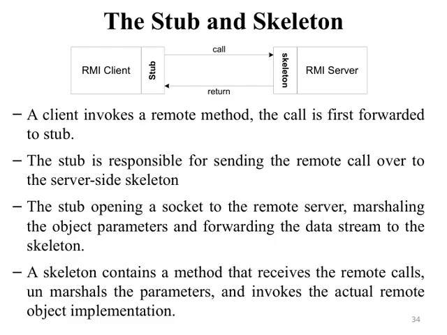On the server side, the skeleton takes over. It contains a method that listens for incoming remote calls. When it receives the data stream, it unmarshals the parameters, essentially deserializes or extracts the data, and then invokes the actual implementation of the remote object. This collaboration between the stub and skeleton is fundamental to enabling seamless remote communication, connecting the client's request to the server's response. It's a core concept in understanding how distributed objects work efficiently behind the scenes.